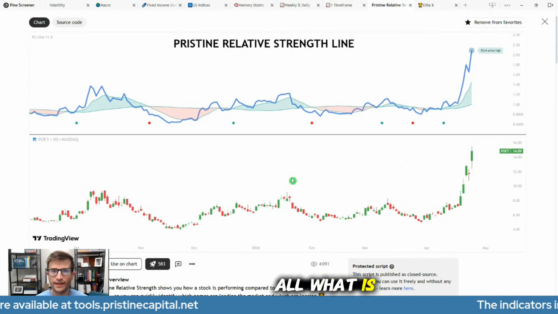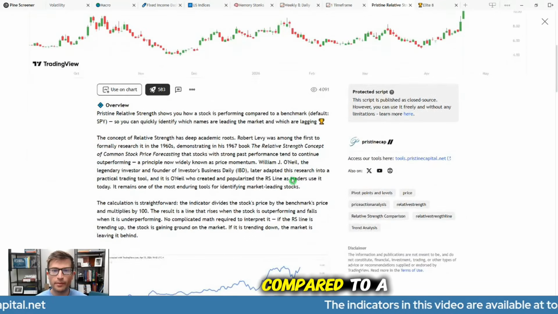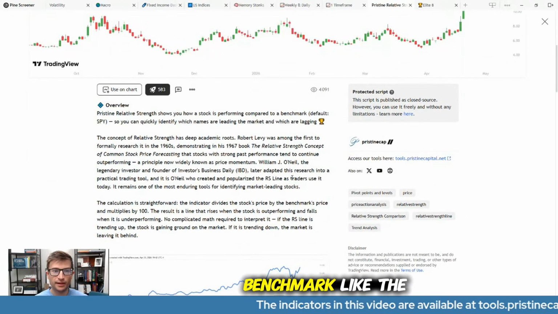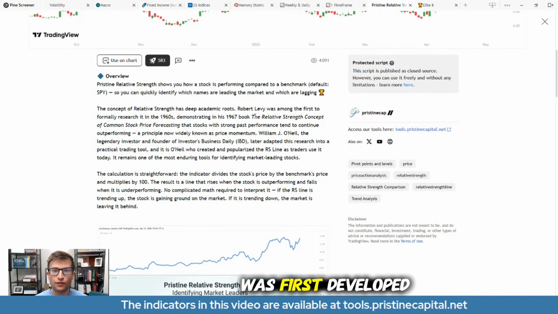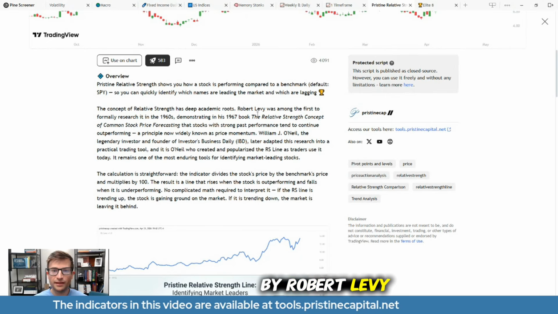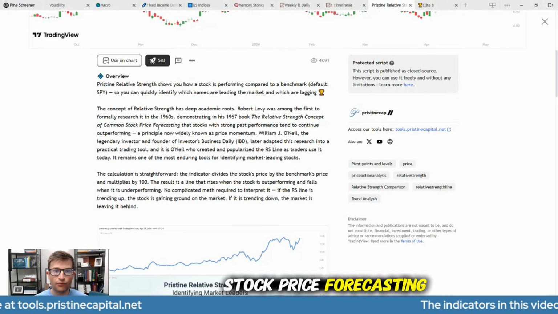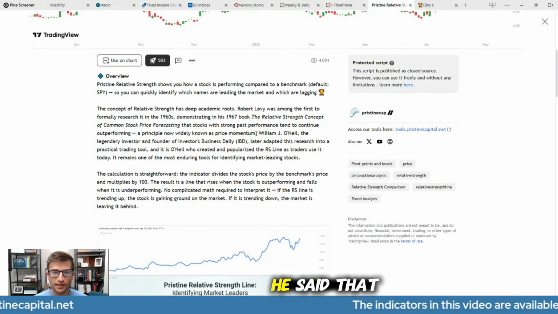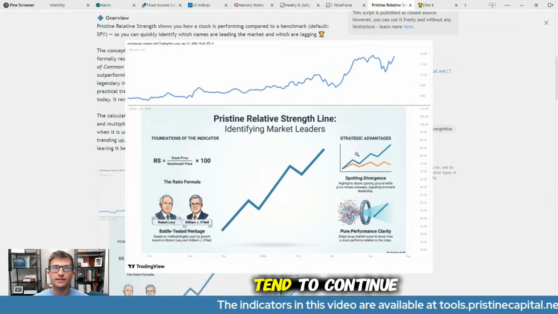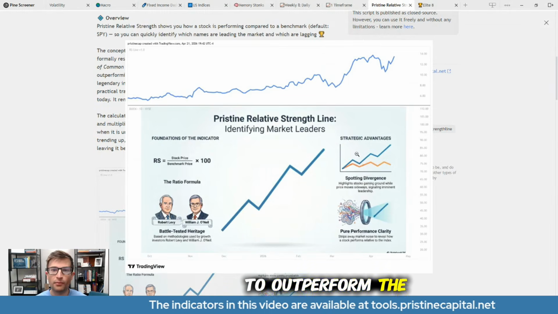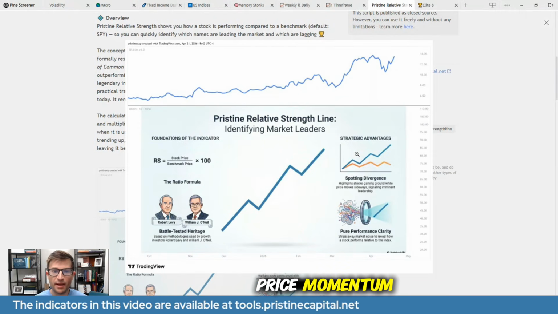So first of all, what is the relative strength line? A relative strength line shows you how a stock is performing compared to a benchmark like the S&P 500. The concept of relative strength was first developed by Robert Levy. He wrote a book, The Relative Strength Concept of Common Stock Price Forecasting. And in this book, he said that stocks with strong past price performance tend to continue to outperform the market. And this phenomenon is known as price momentum.